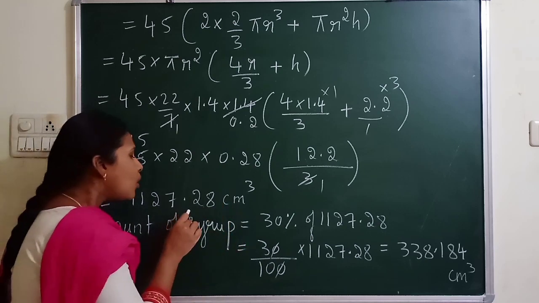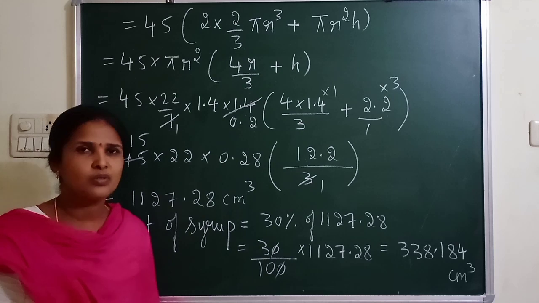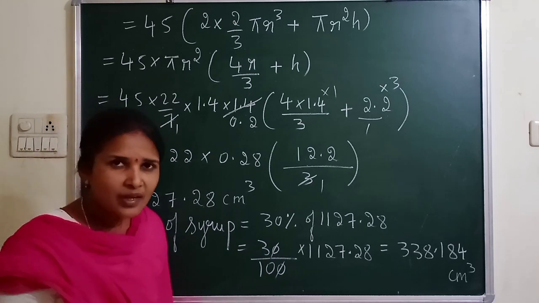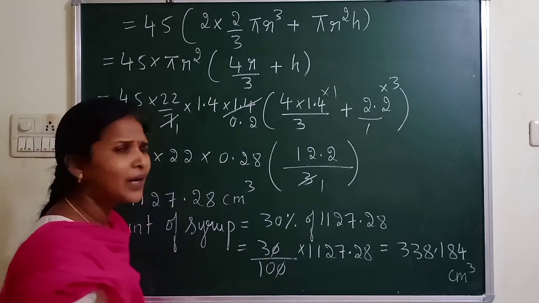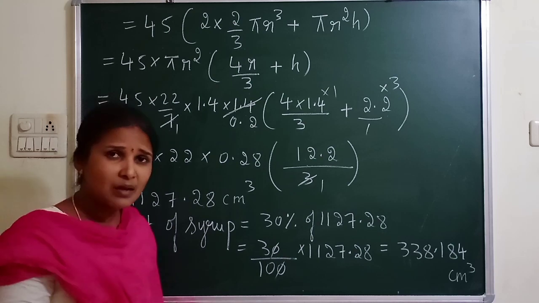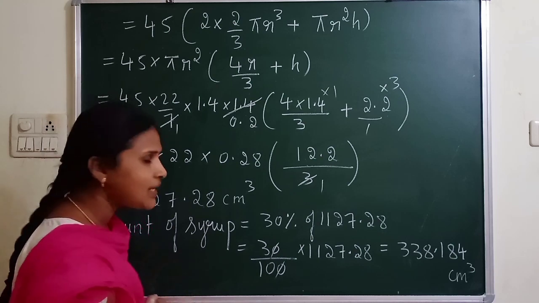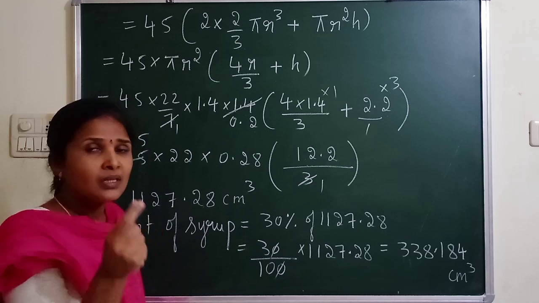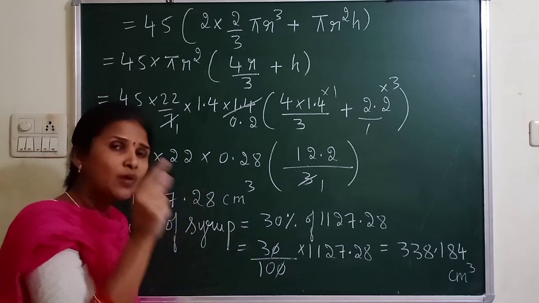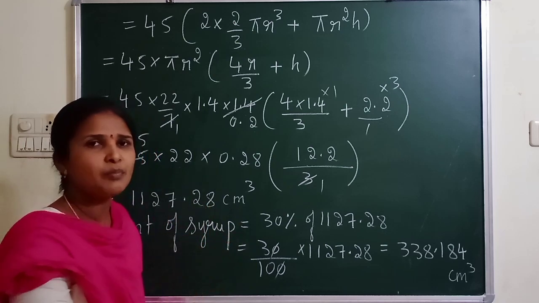What is this? This is the volume of 45 jamuns. Now, actually what do we have to find? We need to find the amount of syrup in how many jamuns? 45 jamuns. But what has been given is that in each jamun, 30% of the volume of one jamun is nothing but the amount of syrup in one jamun.